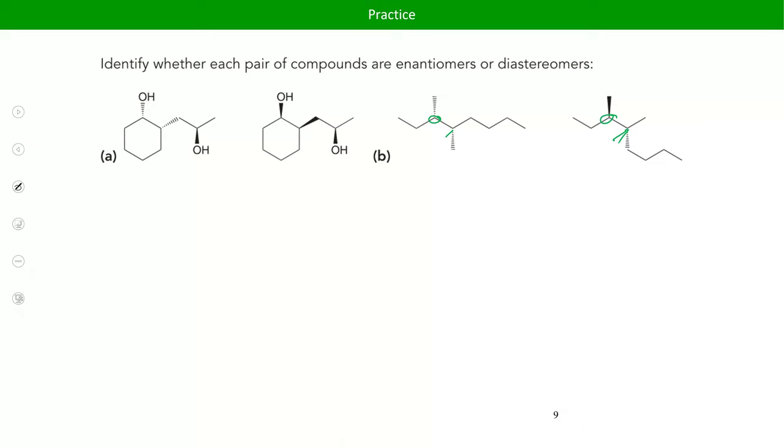And again, I know I did that quickly and sort of mentally. If you're not sure, assign the priority and figure out R versus S. This one is easy to look at and say, okay, that one definitely got flipped. So if this is R, that's S. For the second one where it's not obvious to see, actually assign, okay, that one's R, this one's also R. Once you do that, now you can say, okay, one flipped and one didn't. Boom, smoking gun, diastereomers.